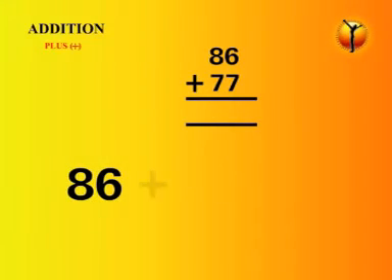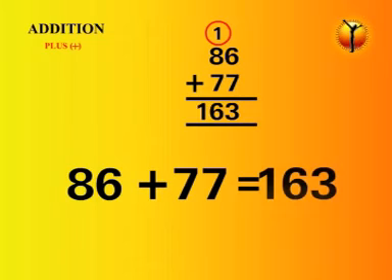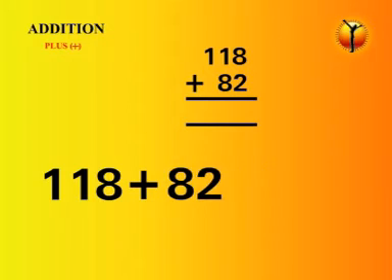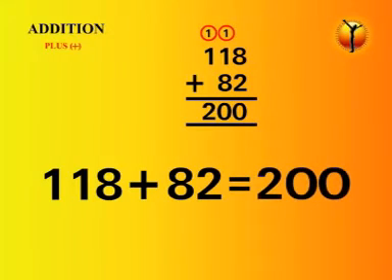86 plus 77 is equal to 163. 118 plus 82 is equal to 200.